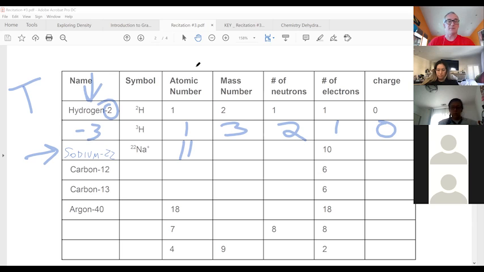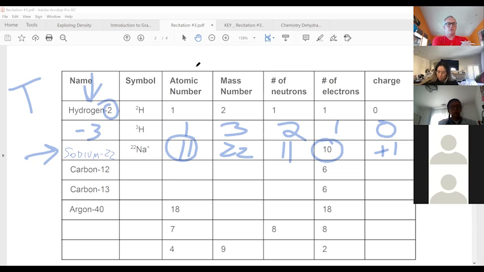Now, what's the mass number? 22. Yes. Therefore, the number of neutrons is 11. And the charge? Positive 1. Yes, plus 1, because it has 10 electrons and 11 protons. So it has a charge of plus 1.